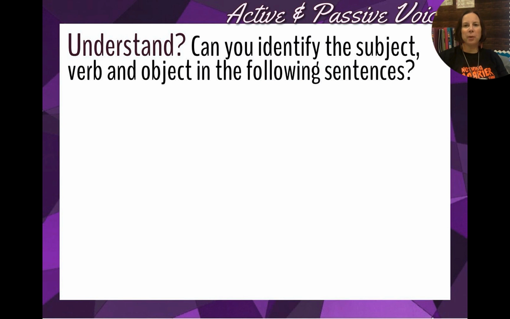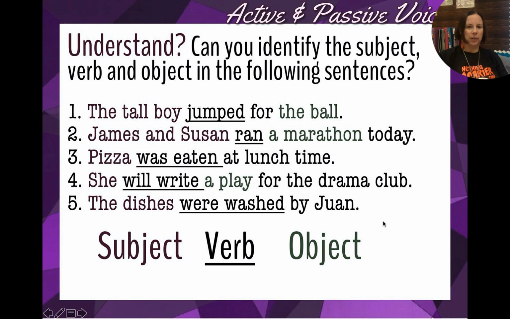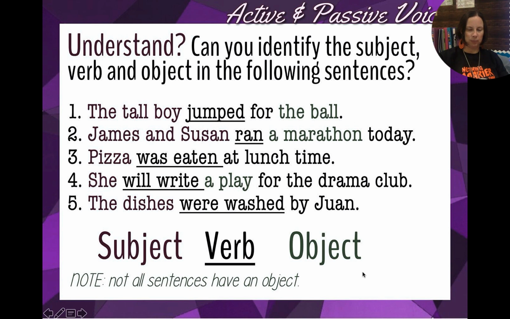Okay? So I need you to be able to identify the subject, the verb, and the object in the following sentences. The tall boy jumped for the ball. Okay? So the verb is jumped. Who jumped? The boy. For what? The ball. Okay? So here are our verbs: jumped, ran, was eaten, will write, and were washed. And our subjects are all before that, and then our objects are in green. Not all of them have an object. So if you look here, this last one does not have an object. Okay, guys?